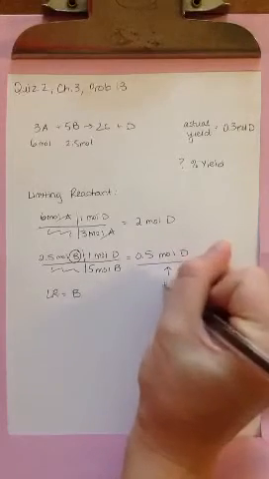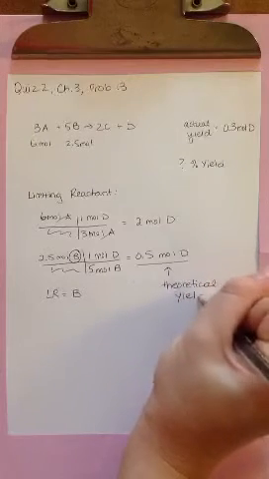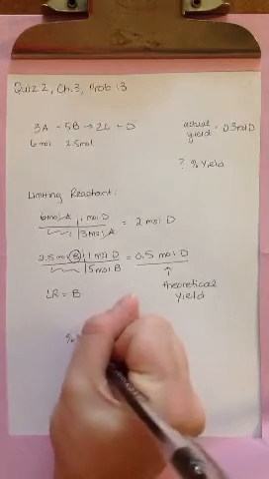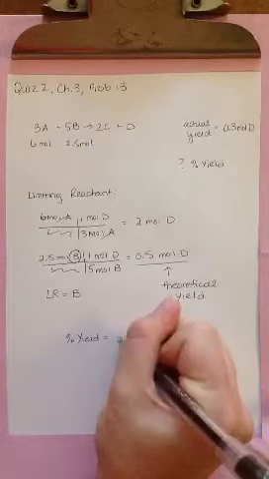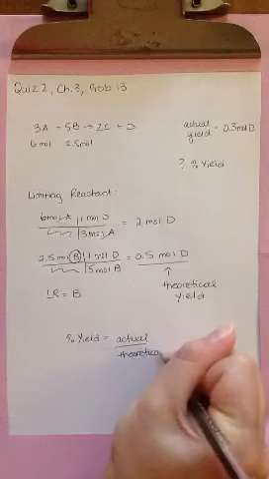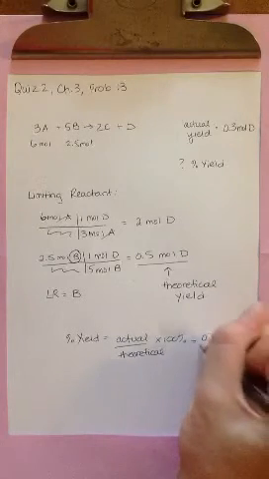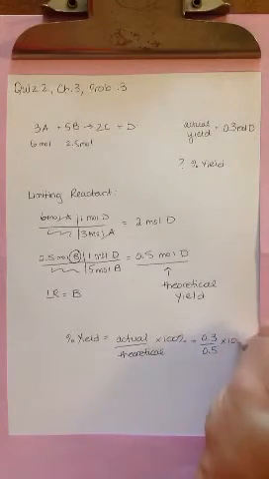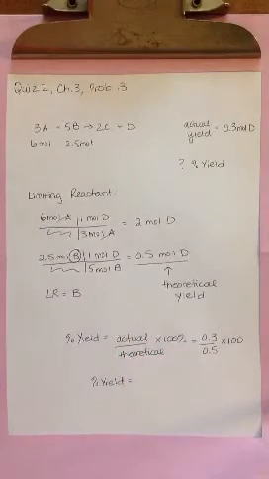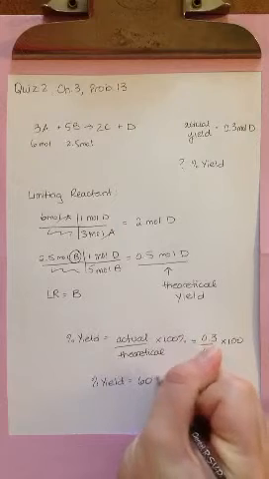This is my theoretical value. It's my theoretical yield. Theoretical meaning if you do the math, what would you get? So percent yield is the actual, what you get in the lab, divided by the theoretical, times 100 to make it a percent. So in this case, it's 0.3 divided by 0.5 times 100. So 3/5, if I think about that, would be 0.6, so 60% yield.